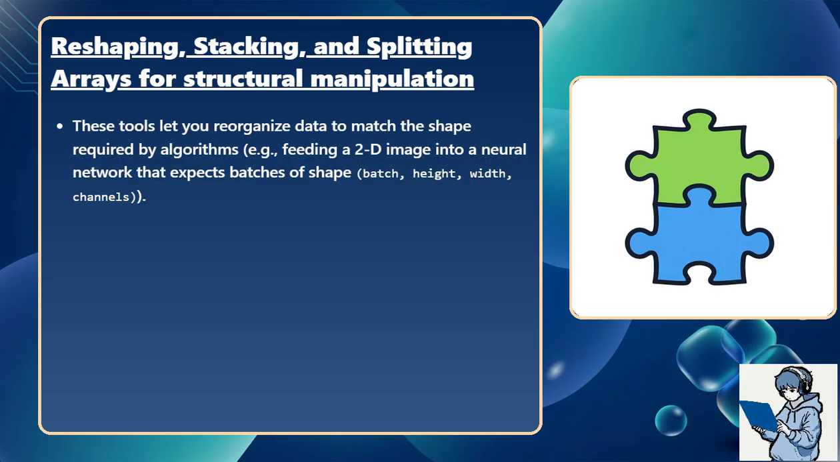These tools let you reorganize data to match the shape required by algorithms. For example, feeding a 2-dimensional image into a neural network that expects batches shaped (batch, height, width, channels).